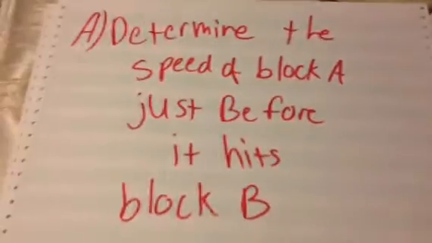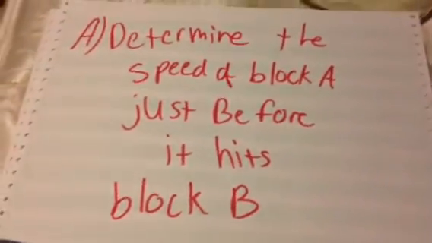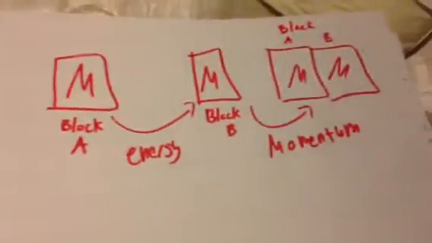So our first question is, determine the speed of block A just before it hits block B. So in order to do this, we'll look back here and we'll see that it is energy. And when it comes to energy, we have E0 equals EF. Initial energy equals final energy. So the initial energy, we can see that it has a height, but it's not moving.